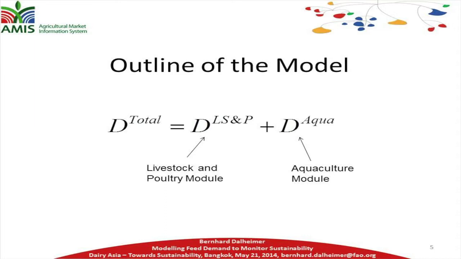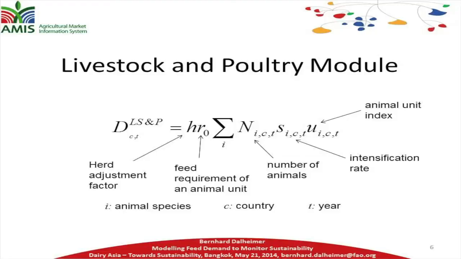Okay, the aquaculture model is pretty much the same. It's a somewhat different approach, because we're using production numbers, not head numbers. But I think due to the time, I'm going to skip the aquaculture a little bit, because this is also a dairy meeting. Put in mathematical terms, D total is the livestock and poultry module plus the aqua module.